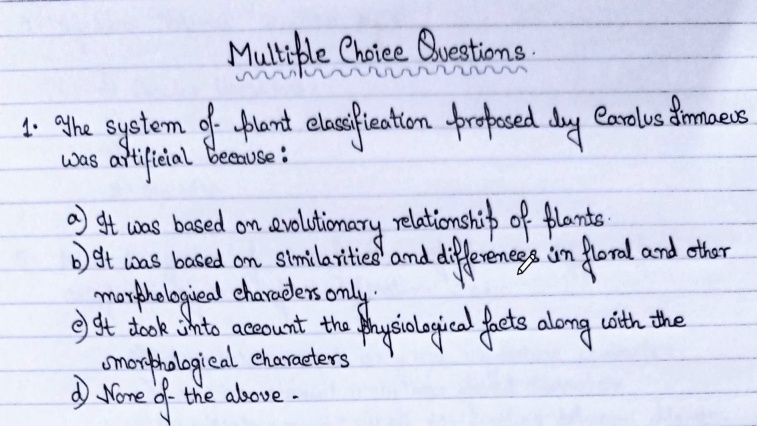So, would you like to try it by yourself? Let me give you 1 minute if you want to try it by yourself. Let me give a few hints. Was Carolus Linnaeus's system of classification at all based on evolutionary relationship of plants? What do you think? Was it or was it not? It was not. So we can automatically eliminate option number 1.